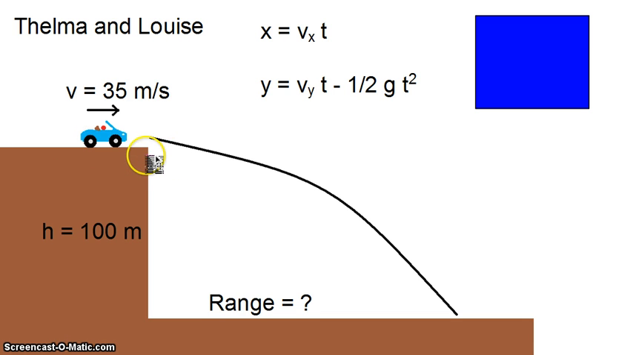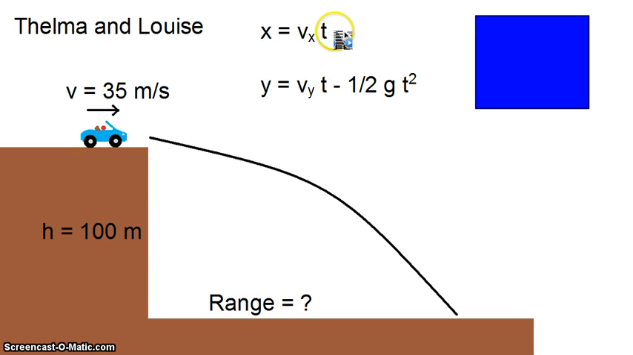In a Thelma and Louise problem, at the end of the movie Thelma and Louise, they just drive off a cliff. They decide to end it all. So the Thelma and Louise problem is the type of problem where the projectile has a velocity that's only in the horizontal. So this car is only driving horizontally at a velocity of 35 meters per second. It also starts up above something. So there's a height, it's on a cliff that has a height of 100 meters, and we want to find the range.